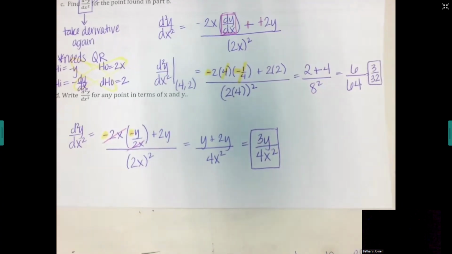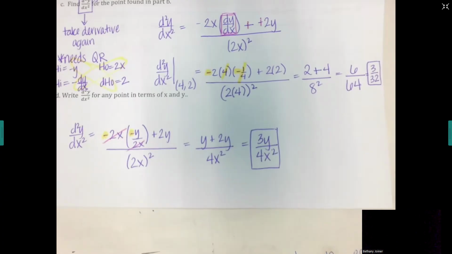So you should know how to find the second derivative 2 ways. The first way that you should be able to do it is with plugging in numbers. Okay, the second way would be to keep it x's and y's, but you'll have to drop your dy dx formula in. Okay? Questions on that?